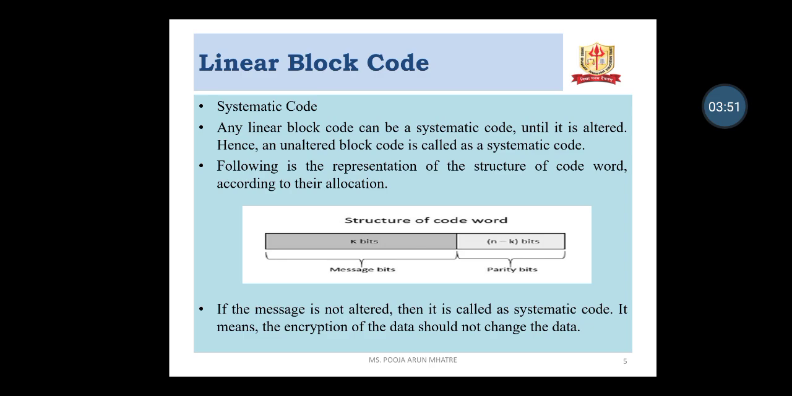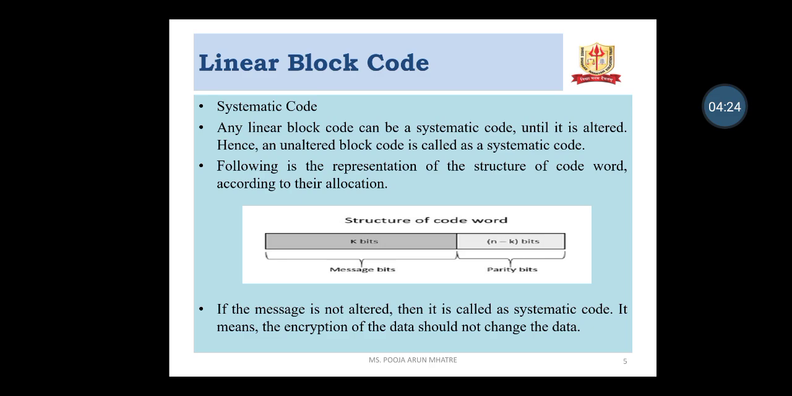What is a systematic code? Any linear block code can be a systematic code, until it is altered. So an unaltered block code is called a systematic code. Any linear code can be a systematic code until it is altered.